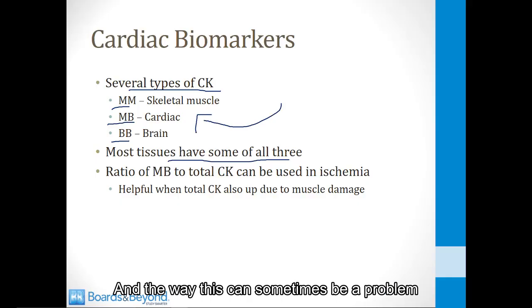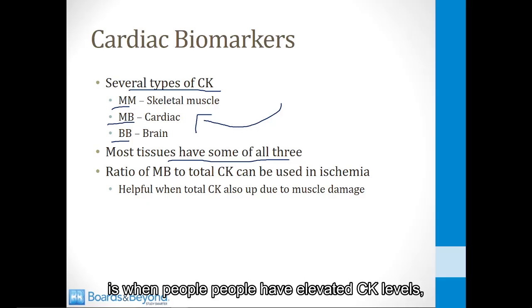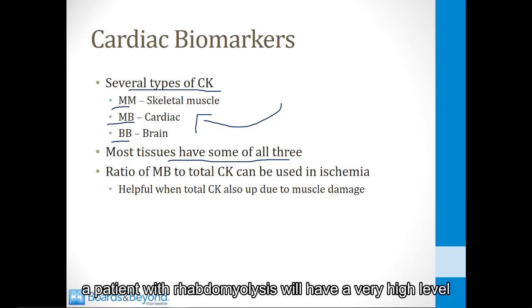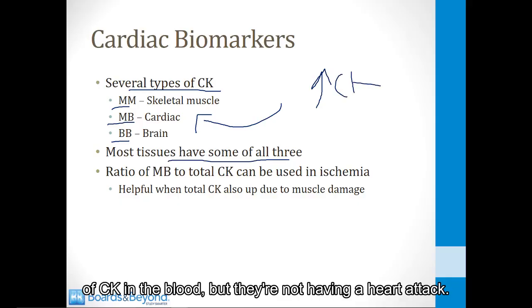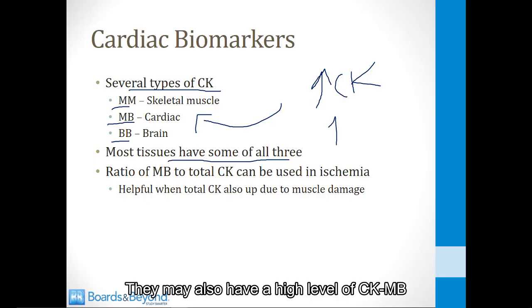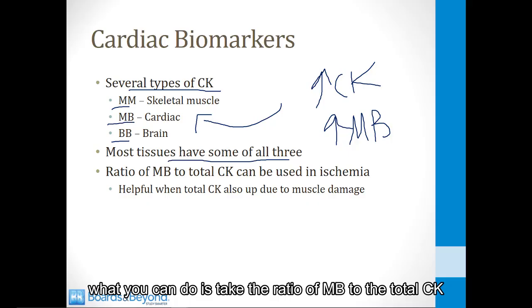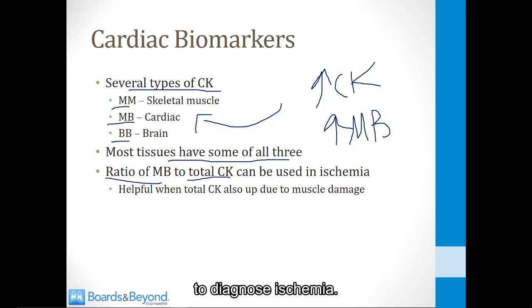And the way this can sometimes be a problem is when people have elevated CK levels not due to myocardial infarction. So for example, a patient with rhabdomyolysis will have a very high level of CK in the blood, but they're not having a heart attack. They may also have a high level of CKMB because remember, there's some MB found in skeletal muscle cells. It's just not the predominant type. So in these situations, what you can do is take the ratio of MB to the total CK to diagnose ischemia.